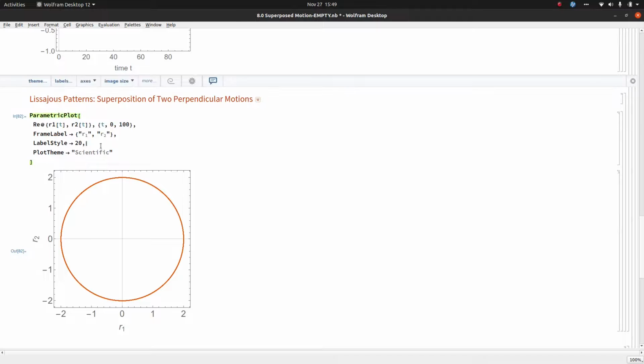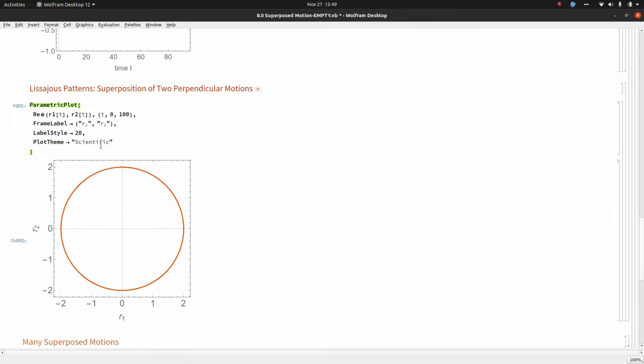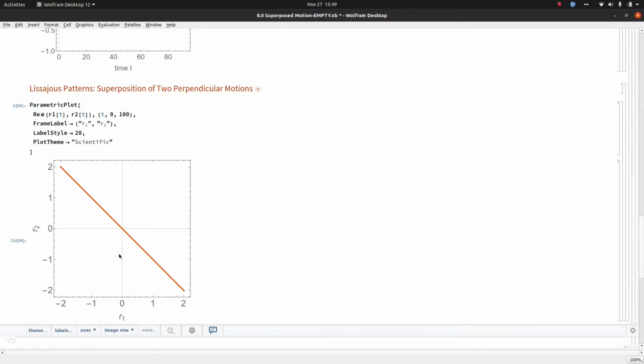What would the Lissajous pattern look like for motion that's 180 degrees out of phase? So that means when R1 is 1, R2 is -1, so you just have a negative sloping line.